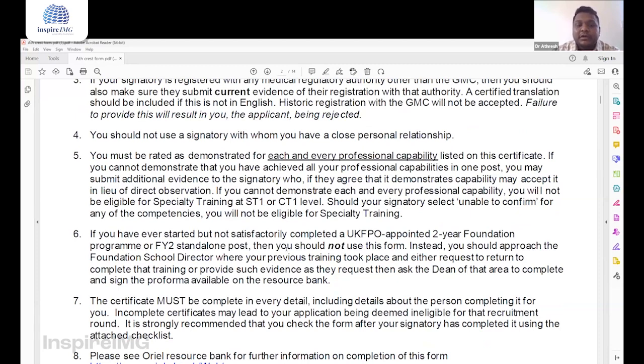If any doctor who has joined the foundation program has left the foundation program in between for various reasons, no matter what, they cannot get the CREST form signed. Instead, they have to get another form. It's like a clearance form from the deanery. You can find the form and the details of that on the Oriel website.